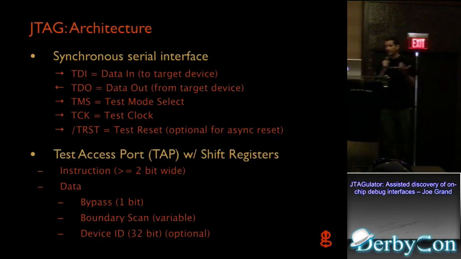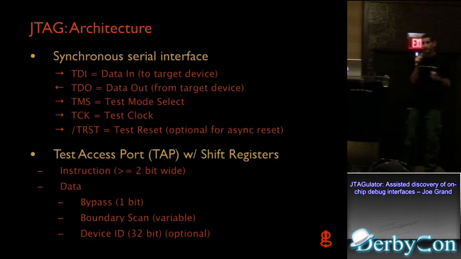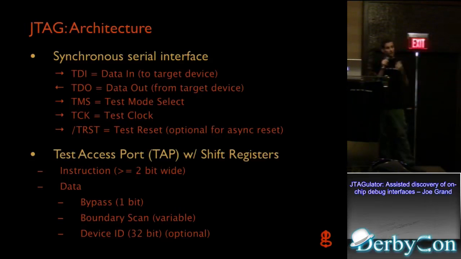So the TAP, again, is shift registers. Our instruction register has to be more than 2 bits. That's just the definition from JTAG. And then the data register is you have your bypass register, which if we want to skip that part, we would load in that bypass register. All that does is clock the data from TDI out to TDO. It just passes it right through and it's just delayed by the one clock cycle of going through that 1-bit register.